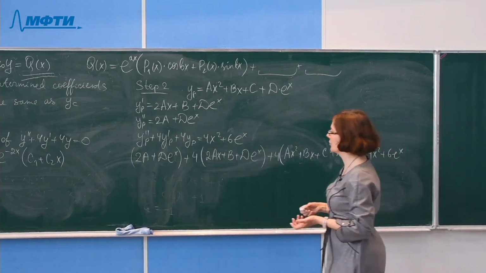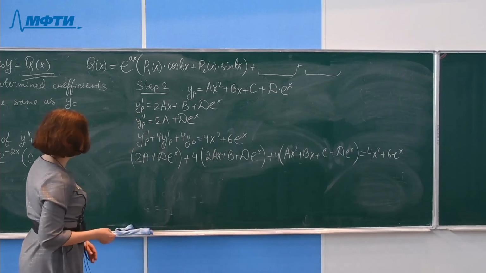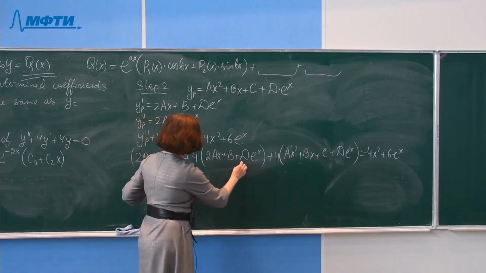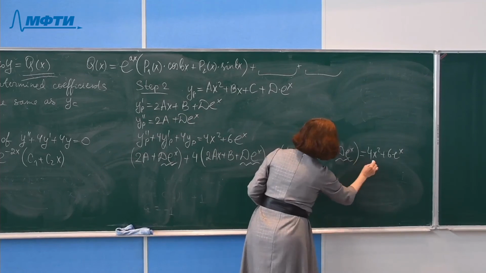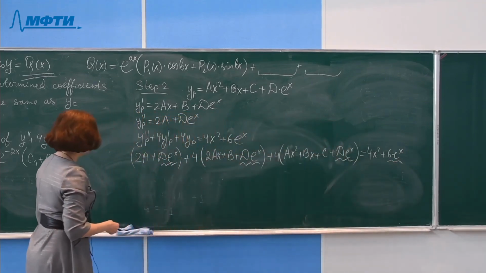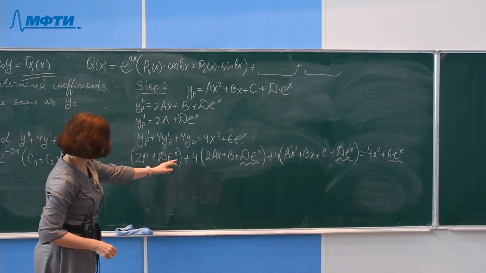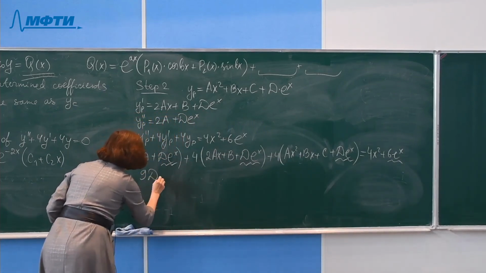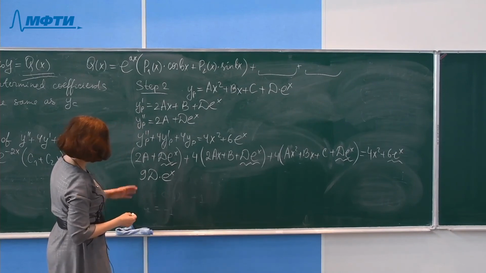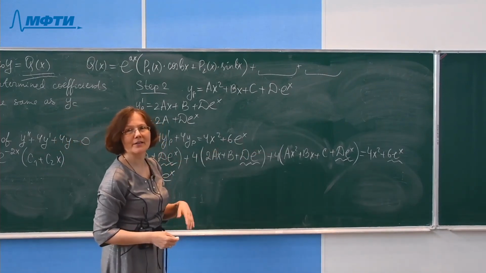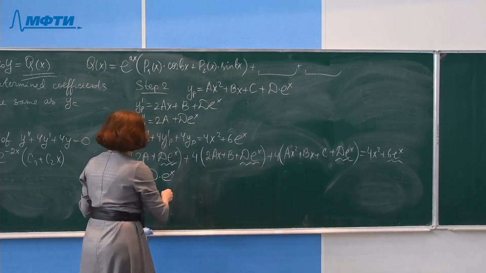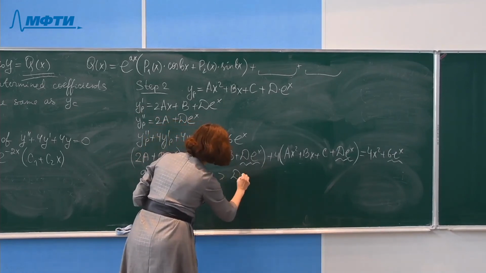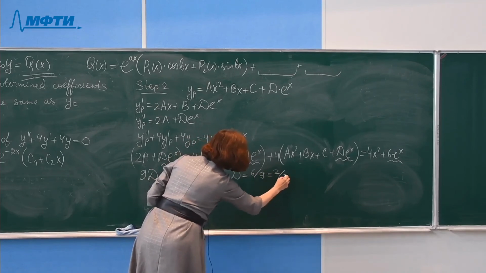So let's collect similar terms. I have the terms containing e to x, this one, and this, and this. If we collect these terms, we will get d plus 4d plus 4d, so it is 9d times e to x. This must be equal to 6e to x, and we will find d from this. It follows that d equals 6 over 9, so 2/3.